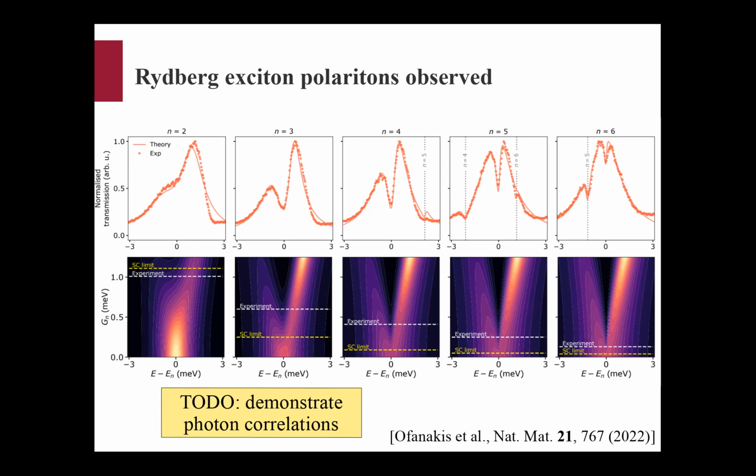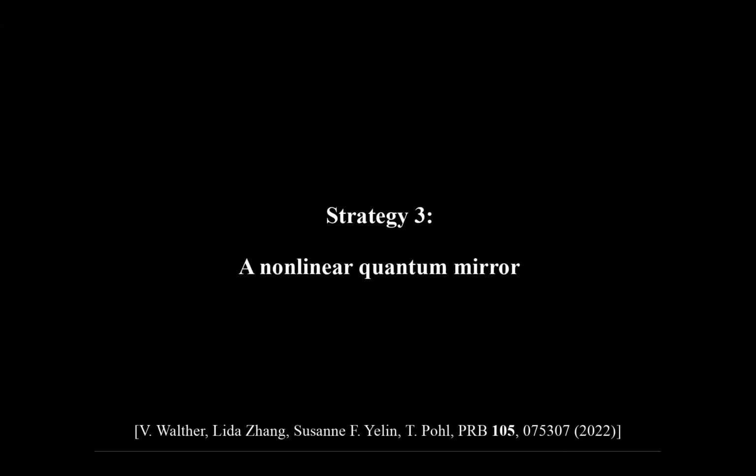What hasn't been done yet, and that's something that we're working on, is to demonstrate that we can actually see the Rydberg interactions that we know are there in these systems with polaritons, and translate them into photonic correlations. Okay, so this was just a very short discussion of the traditional way of creating quantum light with semiconductor excitons.